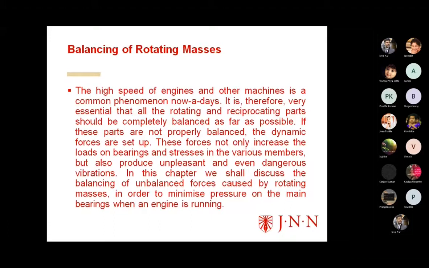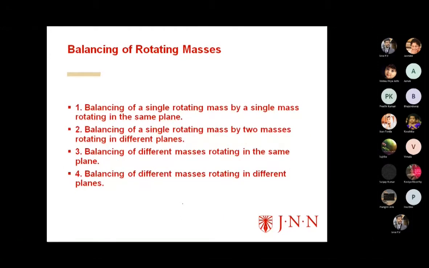Okay, so in this chapter we will discuss the balancing of unbalanced forces caused by the rotating masses in order to minimize pressure on the main bearings when an engine is running. Right. So this is the concept, clear? We are going to add extra masses. Simple.